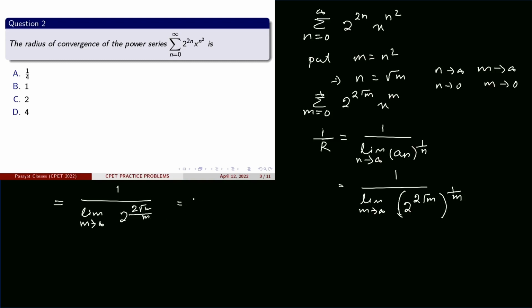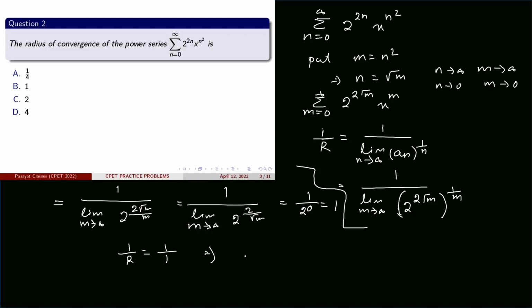And on further solving this we get 1 by limit m tends to infinity of 2 to the power (2 by root over of m). And when m tends to infinity, 2 by root over of m is equal to 0. So this is 1 by 2 to the power 0, which is equal to 1. So our final answer is 1 by R is equal to 1 by 1. From this, R is equal to 1. So our radius of convergence is R equal to 1. Hence, option B is the correct one.